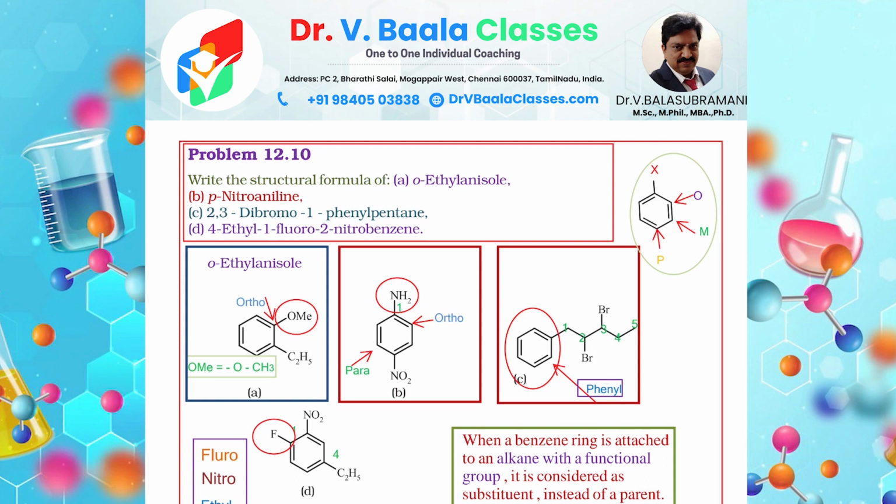That is why these compounds are named as follows. The first one is named orthoethyl anisole. This one is named para-nitroaniline. This one is 2,3-dibromo-1-phenylpentane. This one is 4-ethyl-1-fluoro-2-nitrobenzene.